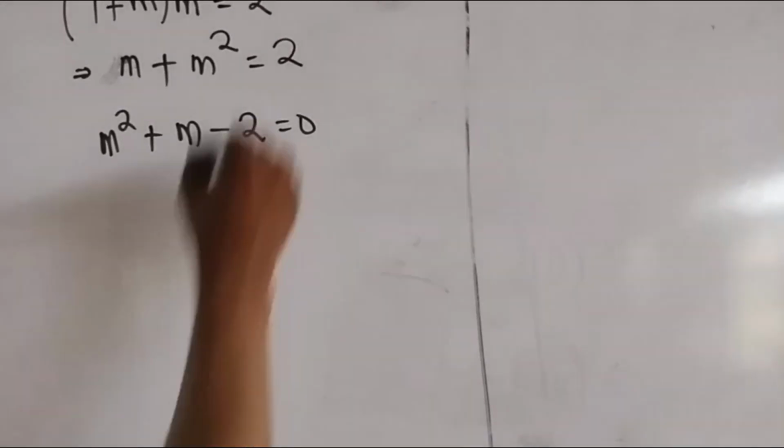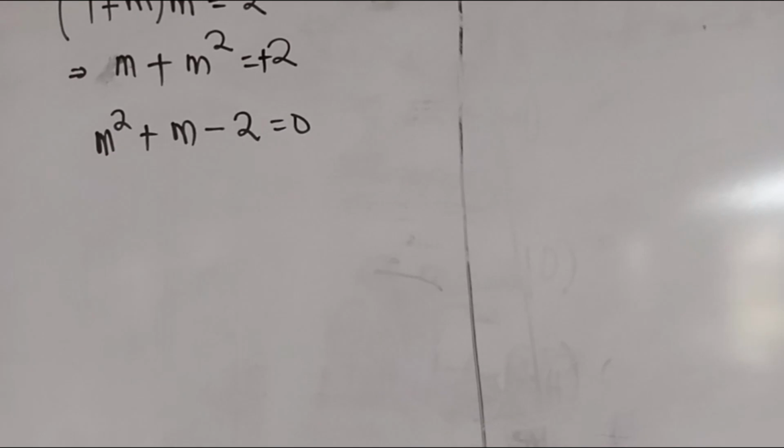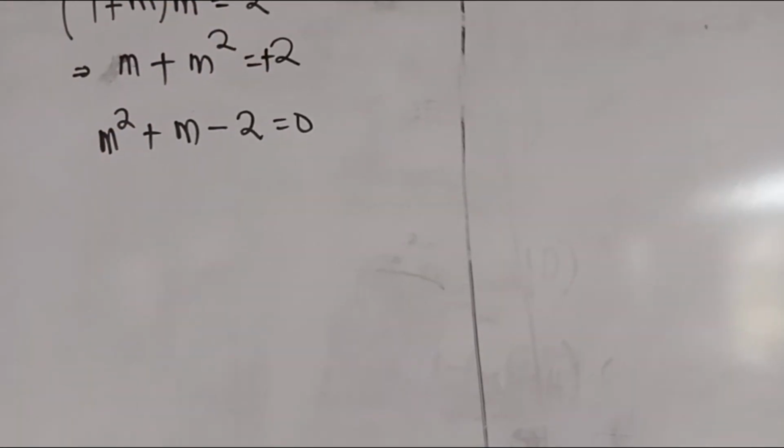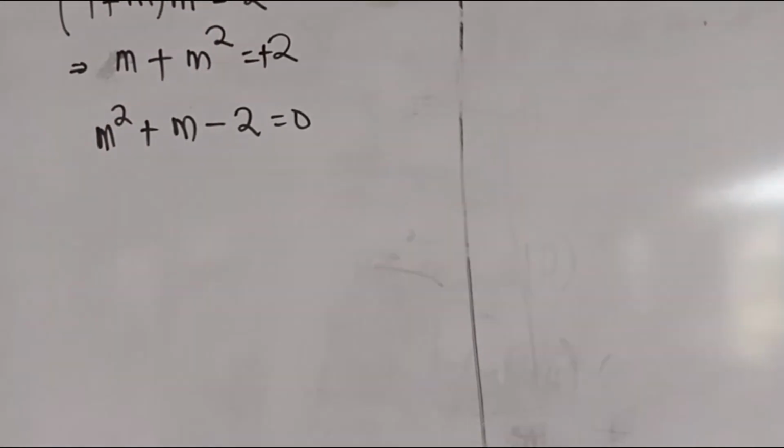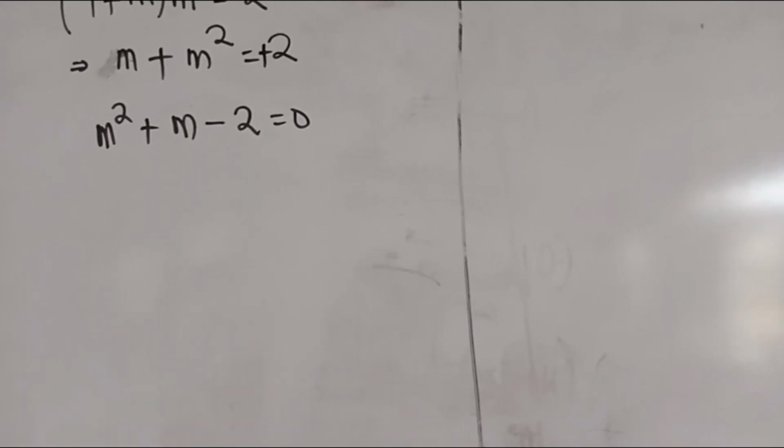By moving 2 to this side, it becomes a negative value. But here it's positive, so we don't write it. So when I'm moving it, it becomes negative. So what we have here is a quadratic expression. Let's solve by factorizing it.